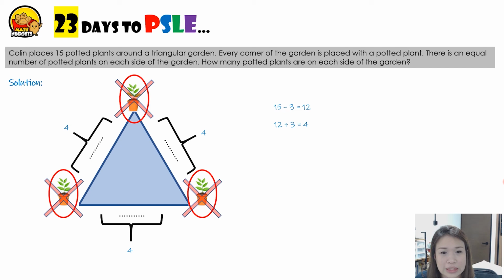So then the question is asking us for the number of potted plants on each side, which includes the corner plants. So we just need to add back the 2 at the far corners. So that's 4 plus 2, which is 6. We will have 6 plants on each side.